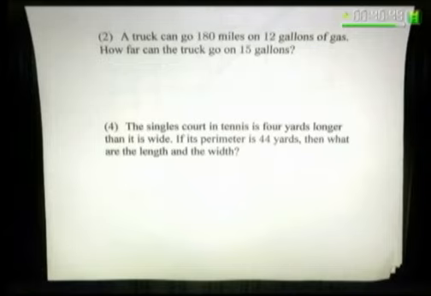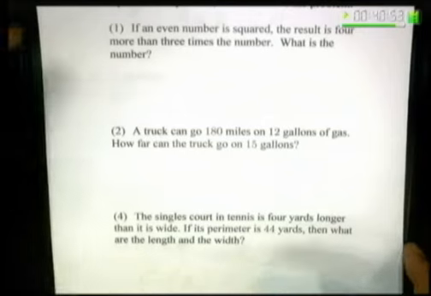Number 1 says, if an even number is squared. Can't see it? Oh, you can't. I'm sorry. I guess I'm getting tired too.